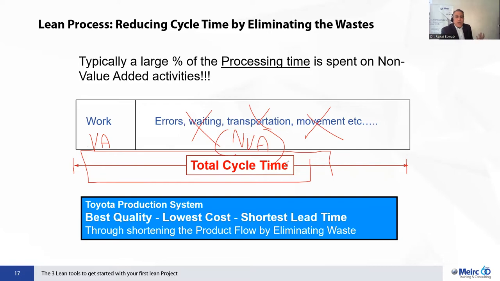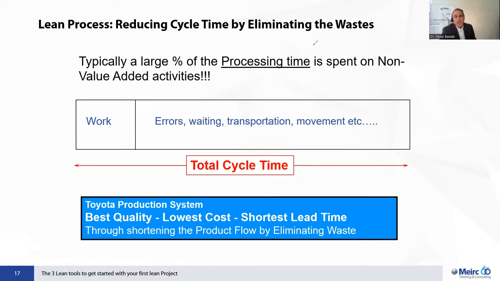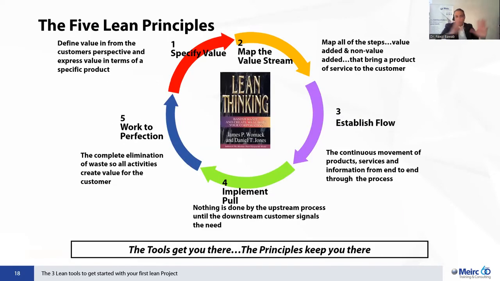So we see a large percentage of the processing time in an organization is consumed in non-value added activities. So a lean practitioner, through the knowledge of the tools, has the job of reducing that percentage. We can spend the next 5 days talking about all these five lean principles, but basically we're saying it's all about value. Value comes from the customer perspective. Anything that is not linked to the customer voice, customer need, we might refer to as non-value added.